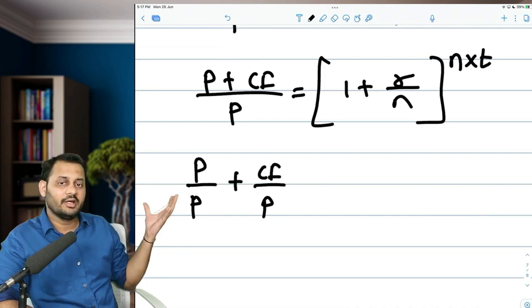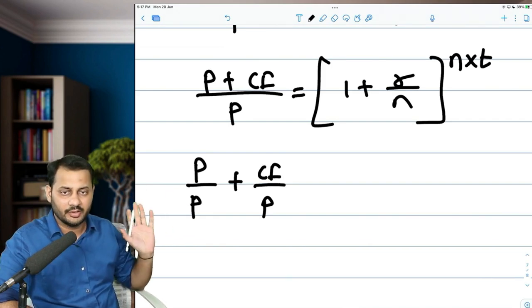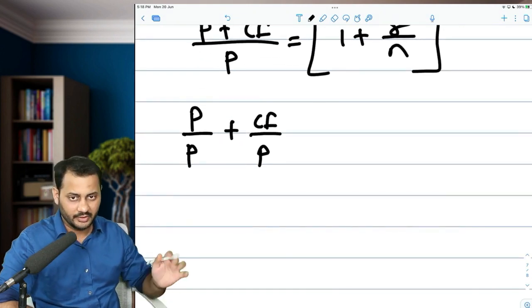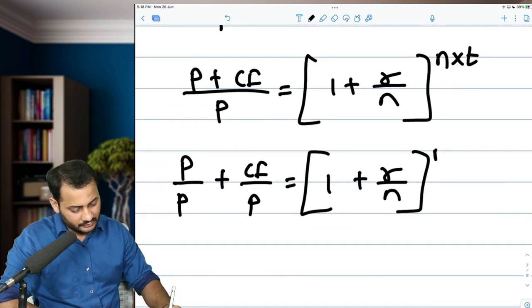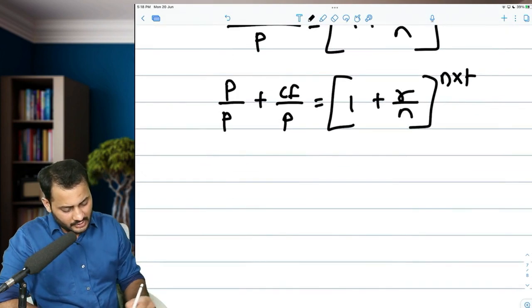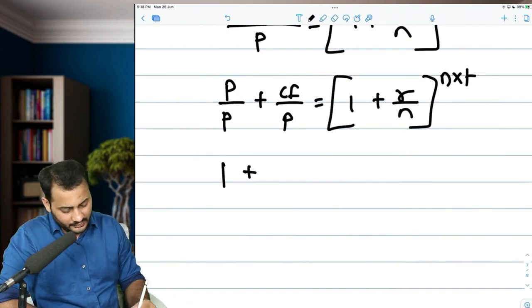Am I wrong in writing like this? What I have done is I have distributed the denominator to both parts of the numerator. Okay, p divided by p, compound interest divided by p. Again the same thing, 1 plus r divided by n to the power nt. Now, what will happen? P by p is nothing but 1, so we get 1 plus compound interest by p.